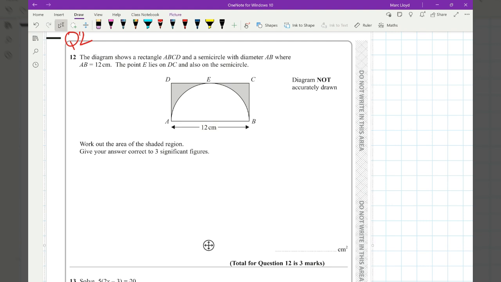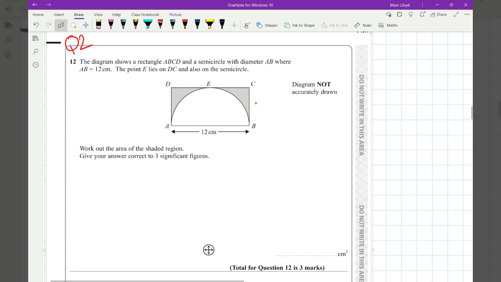So the diagram shows a rectangle. We've got that length is 12. I'm going to just say that is 6. And a semicircle with a diameter AB, which is 12. Work out the area of the shaded region.